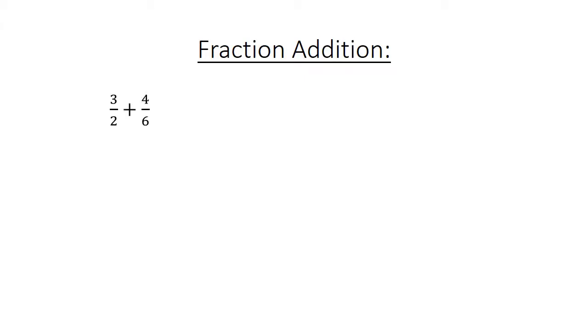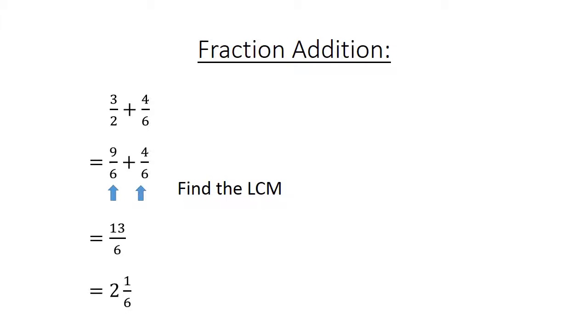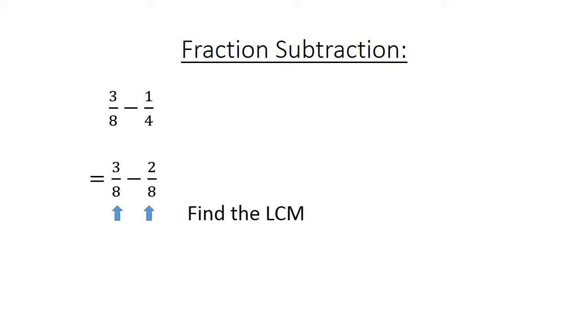Fraction addition, 3 over 2 plus 4 over 6. Find the lowest common multiple. 9 over 6 plus 4 over 6 equals 13 over 6 equals 2 and 1 over 6. Fraction subtraction. 3 over 8 minus 1 over 4. Find the lowest common multiple. 3 over 8 minus 2 over 8 equals 1 over 8.